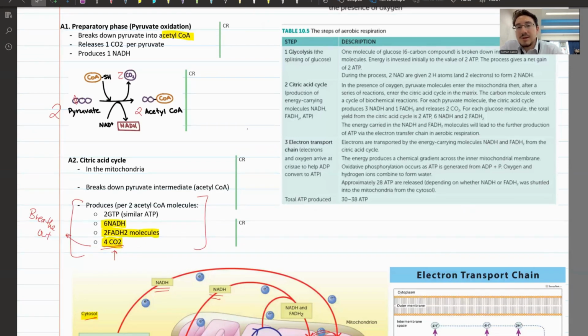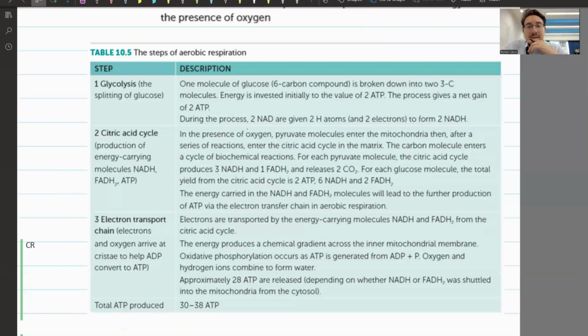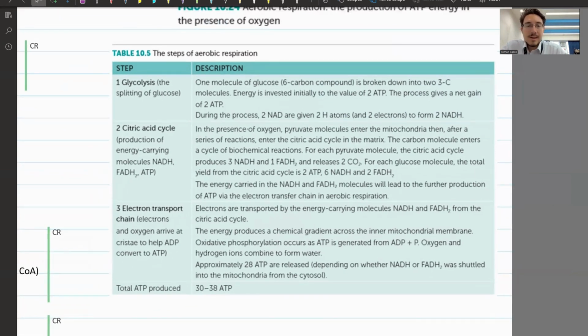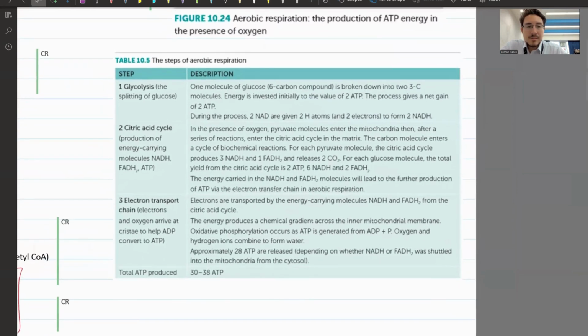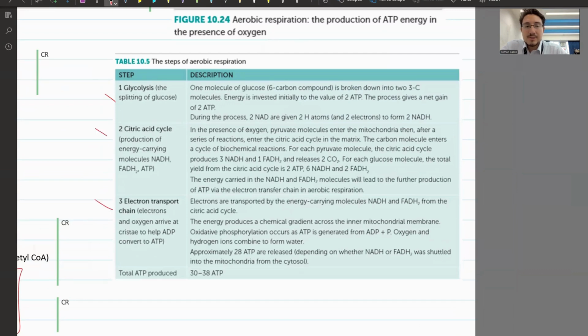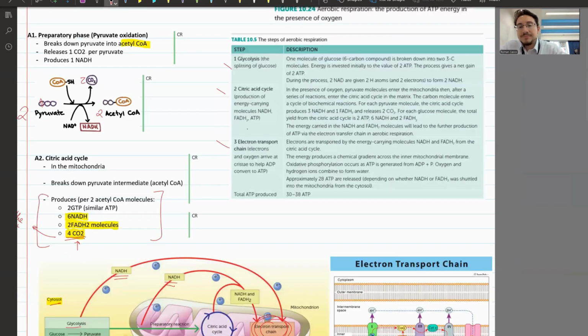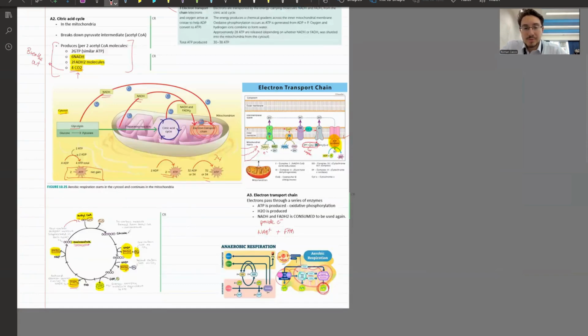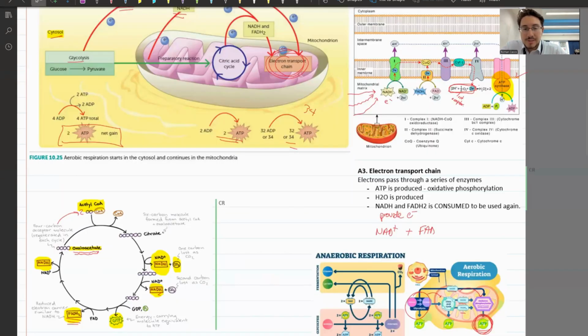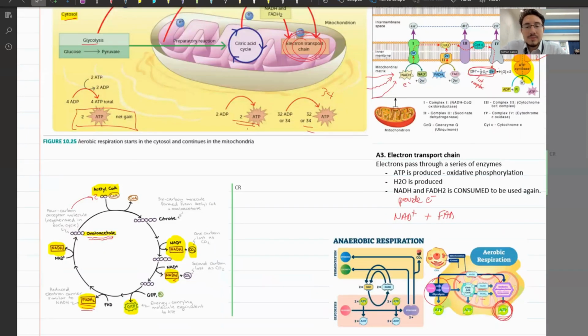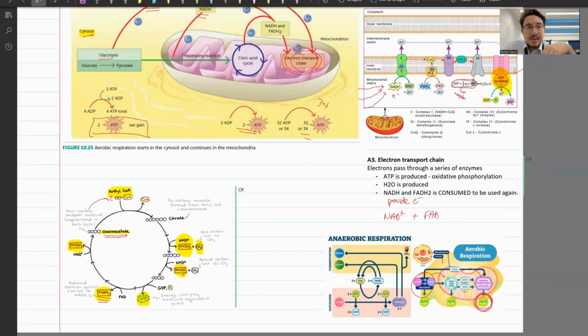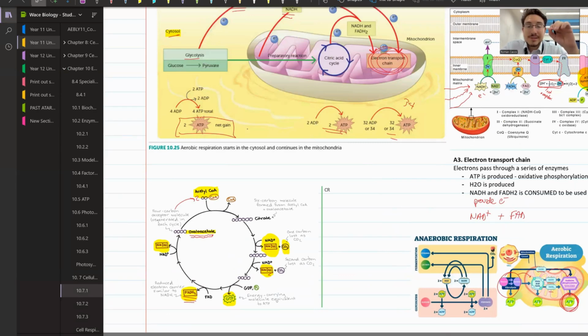Okay, everything I've talked about is nicely discussed in this table. The tables help you guys a lot to describe what is happening. Please study the tables. They're very, very informative. They're very detailed for you guys to know the process, right? So you have glycolysis, citric acid, and the electron transport chain. This is aerobic respiration, right? Aerobic respiration occurs in the mitochondria with the presence of oxygen.